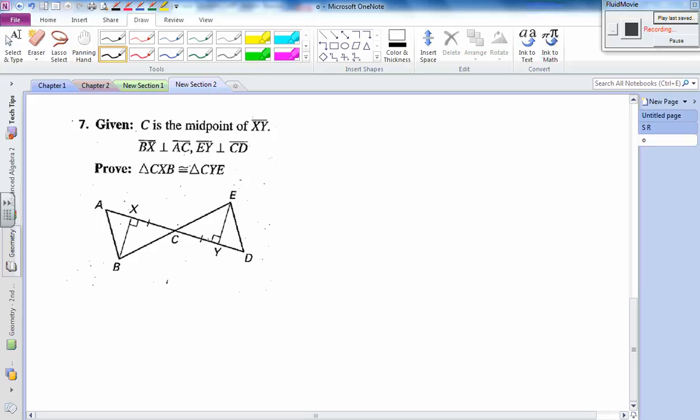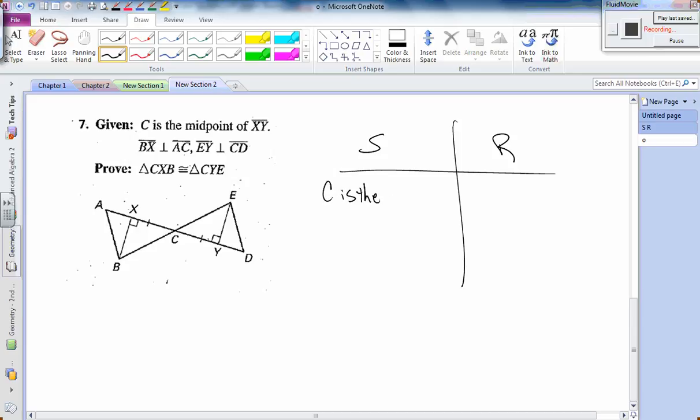Okay, to prove question 7, we're going to write a two-column proof. And we're given that C is the midpoint of line segment XY. As soon as you see midpoint, you should be thinking segment congruency. Okay, so C is the midpoint of line segment XY, that's given. And from that, C is the midpoint of XY. We are going to say that line segment XC is congruent to line segment YC by definition of midpoint.